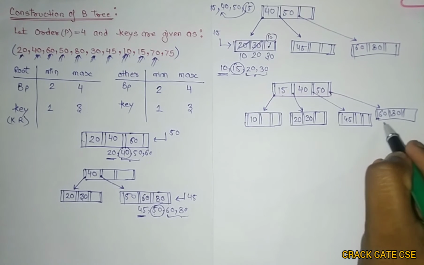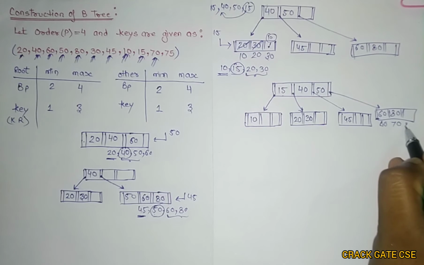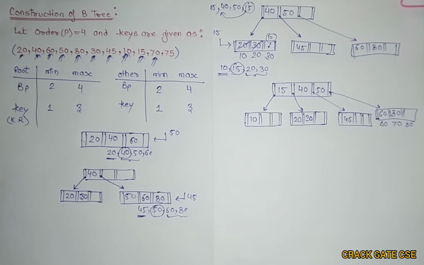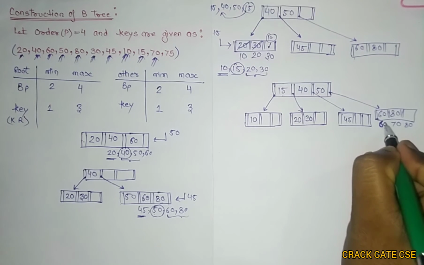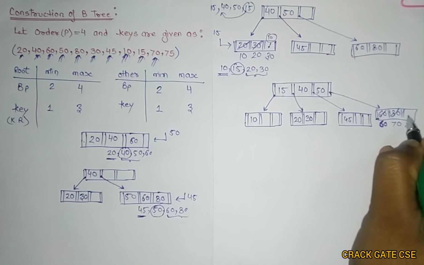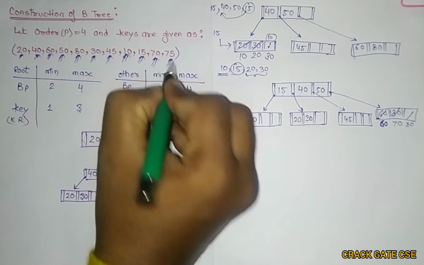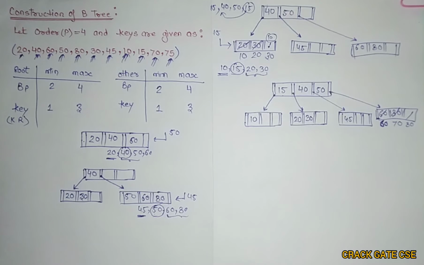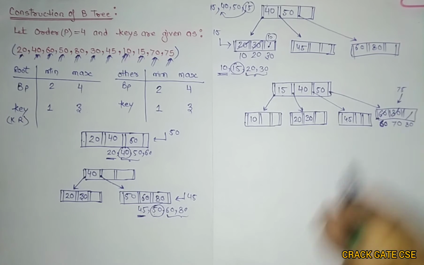If we insert it here, it should be in this order: 60, then 70, then 80, to make sure the properties of the search tree are not violated, right? So it will be 60, 70 and 80. So I'm writing it down. No issues with that. Now I have to insert 75. So if I have to insert 75, here you can see that 75 is to be inserted here, but there is no such space available.